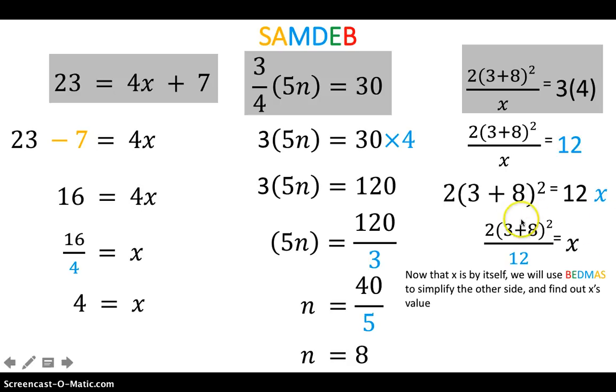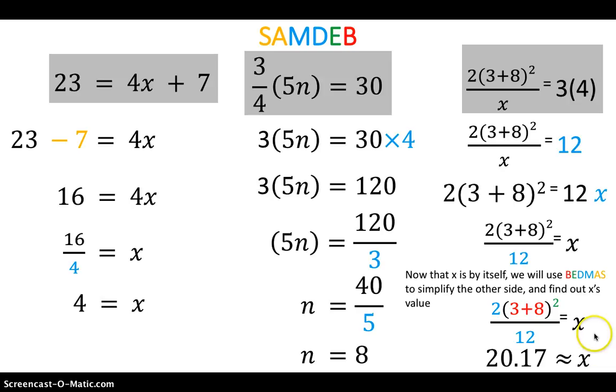It means we do the brackets first, 8 plus 3, and we get 11. Then we square it, then we multiply by 2, then we divide by 12. So 3 plus 8 is in the brackets, then 2 is the exponent, then we're going to multiply by 2 and divide by 12. That's division and multiplication. That gives us about 20.17.